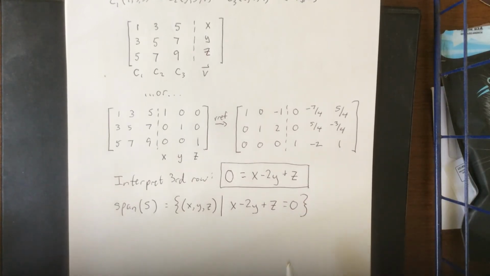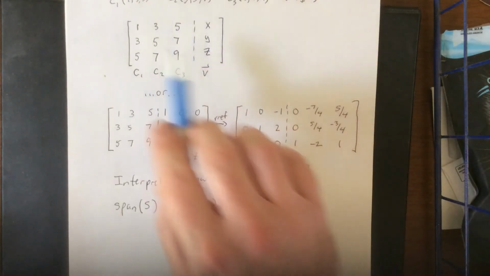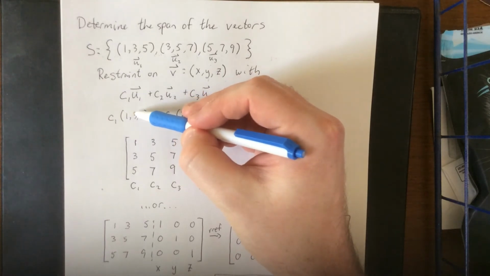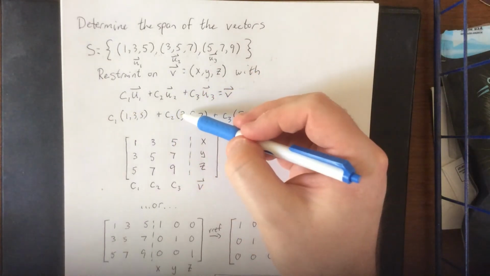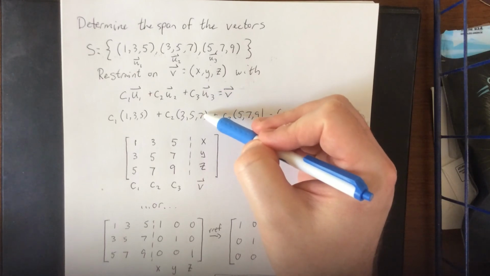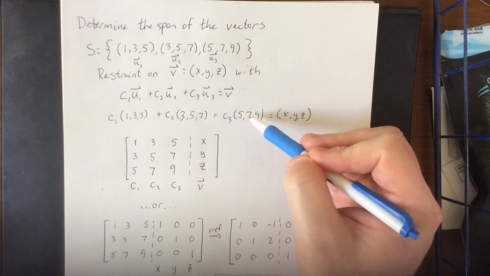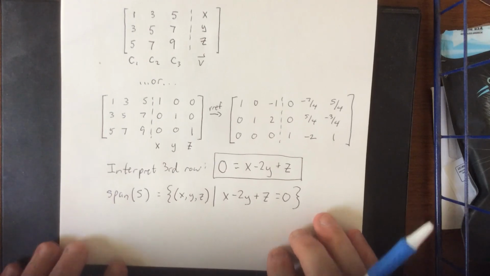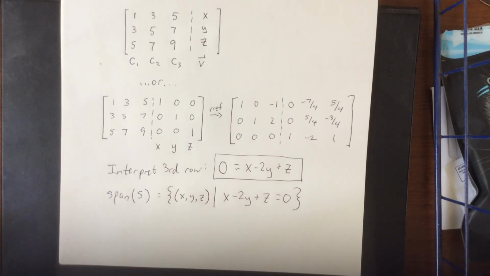Any vector in R3 that satisfies that the first component minus 2 times the second component plus the third component is equal to 0 can be expressed as a linear combination of these three vectors. You'll notice that all three of these vectors also obey that constraint. 1 minus 2 times 3 plus 5 is 0. 3 minus 2 times 5 plus 7 is 0. And 5 minus 2 times 7 plus 9 is 0. It is not a coincidence that the given vectors obey what we got for the constraint. Rather, it is expected that it should be that way.